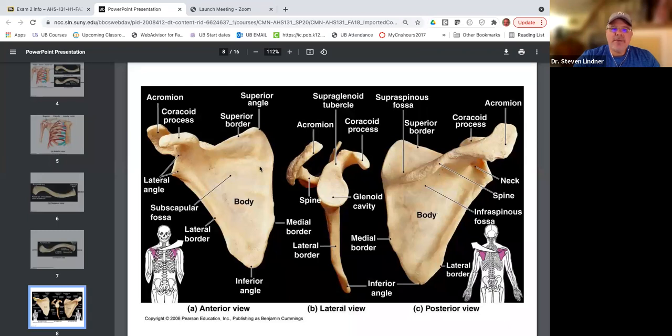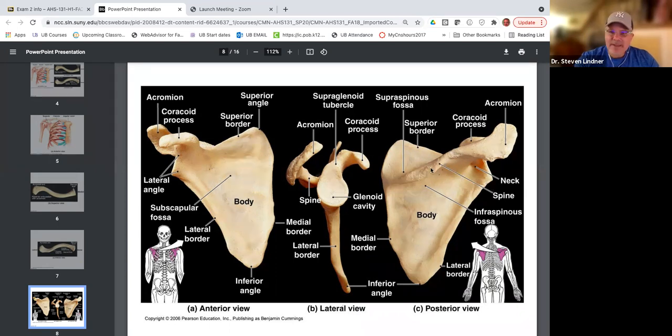The way you tell that we're looking at it from the anterior view is that the entire anterior body is very, very smooth. But if you look at the posterior, we have this structure that interferes with the body of the scapula. This structure here is called the spine of the scapula.